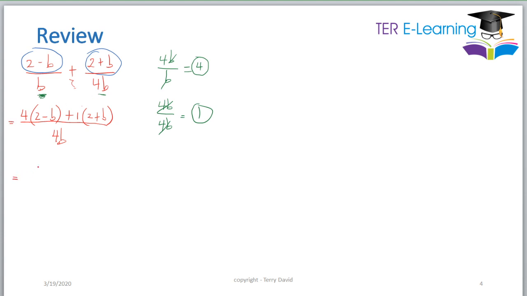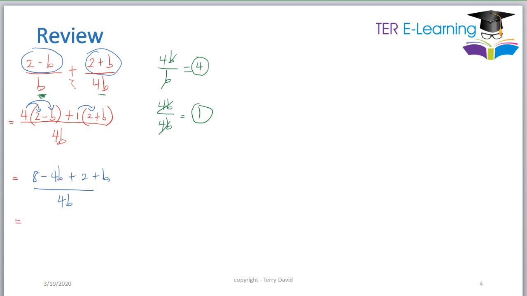So now we need to simplify. In order to simplify this, we're going to use the distributive law to remove the brackets. So we're going to say 4 by 2 and then 4 by this. Now 1 by this here will just give us 2 plus b. So 4 multiplied by 2 will give us 8, and 4 by minus b will give me minus 4b, plus 2 plus b, all over 4b.